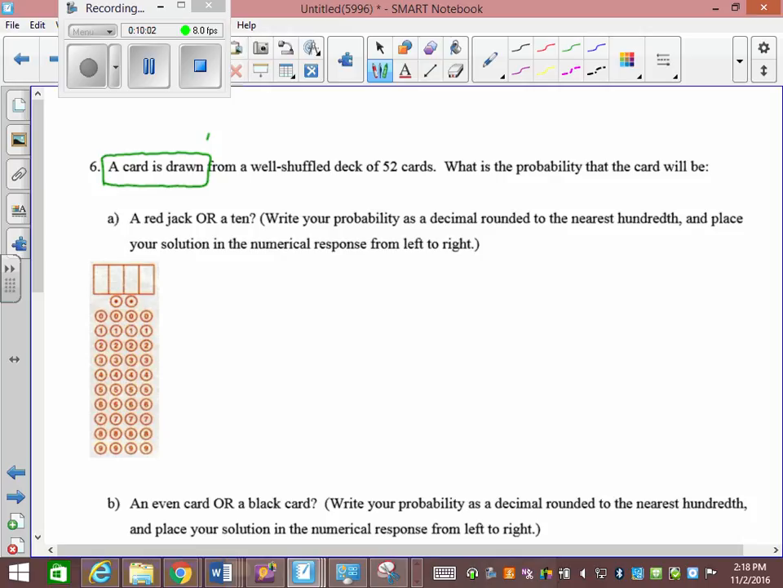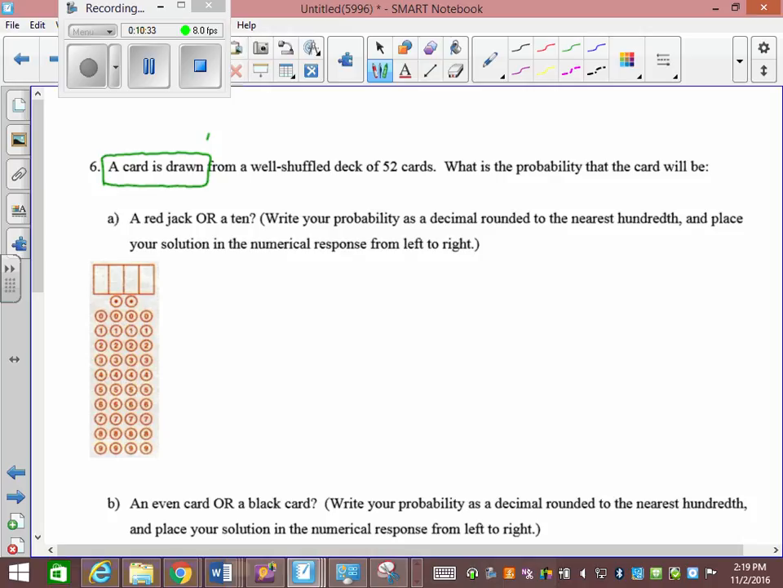When it's 1 card, it's one event. And when it's one event, they're either mutually exclusive or not mutually exclusive. Okay, so I have one thing happening. I'm drawing a card, and then I'm asking you, what's the probability that this card in my hand is a red jack or a 10? Red jack or a 10. So "or" is under that mutually exclusive, not mutually exclusive column, right? So I have to decide, how do I decide if it's mutually exclusive or not? Is there overlap? Is there overlap between the red jack or a 10? No.